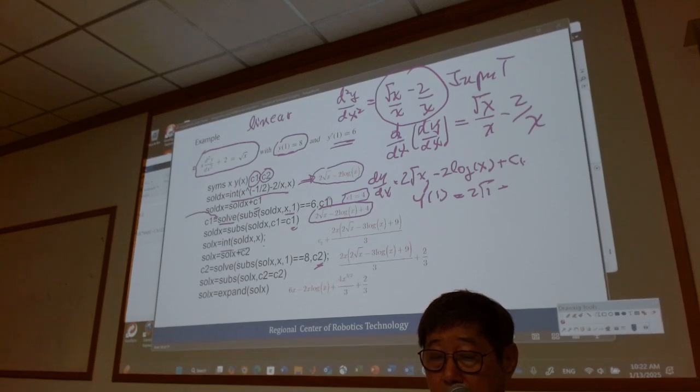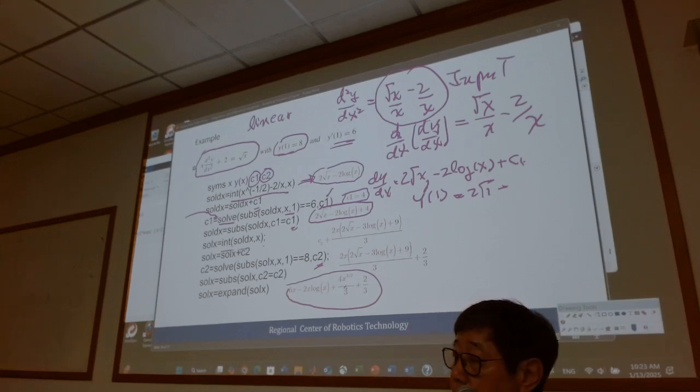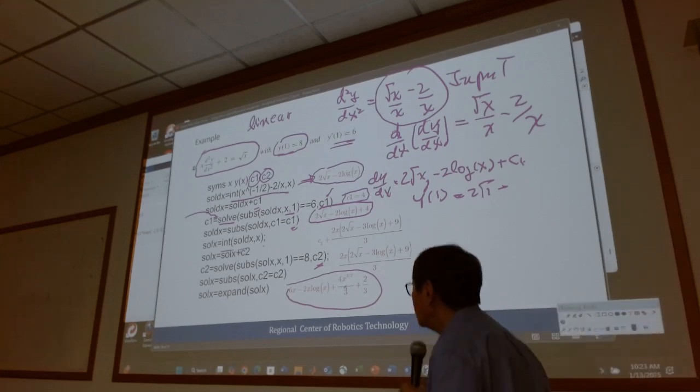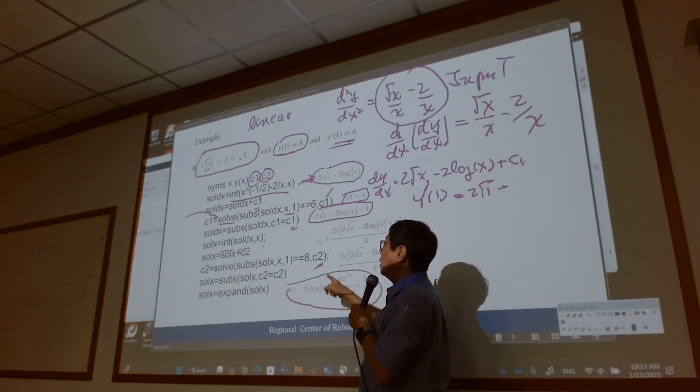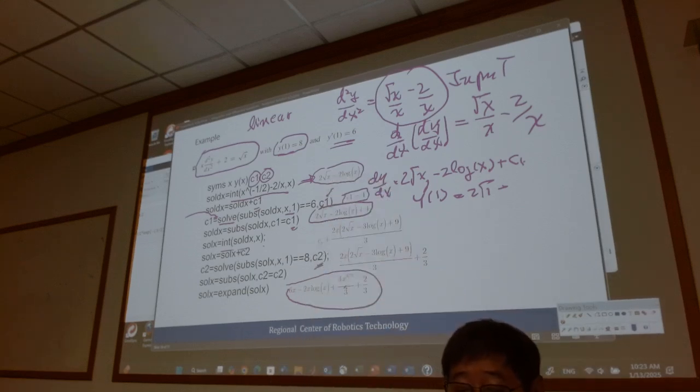And this one solve for C1. Okay? And you have this one. Substitute the solution x with C2 equal to C2 from this one. You have this one. I can expand this, you have this one. This is the solution. Y.